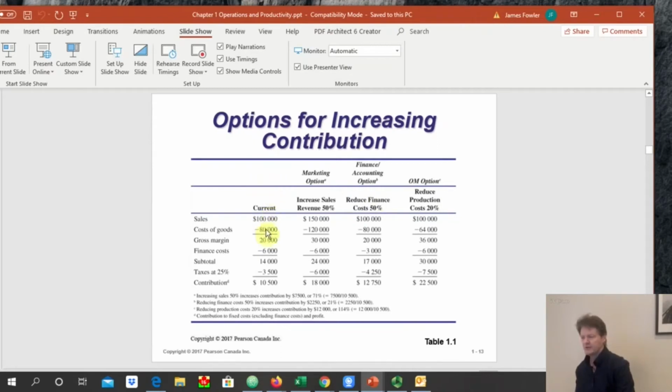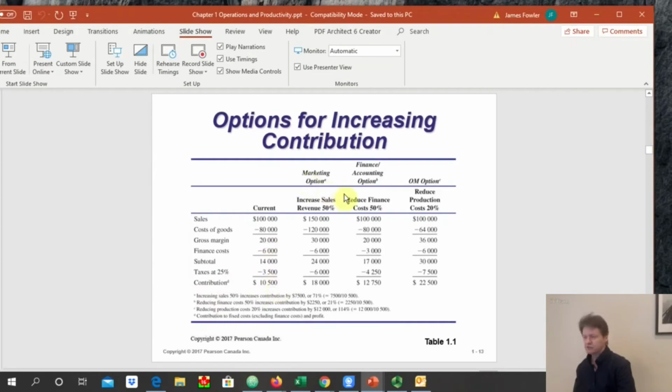Okay, so currently we've got $100,000 in sales. Cost of goods is $80,000. If you're not familiar, cost of goods essentially is your direct materials and your direct labor costs. Those items are actually controlled or managed by operations and supply chain. And so our gross margin here is $20,000. And for this example, they've got finance costs of $6,000, and their taxes are based at 25%. So the contribution currently for this company is $10,500.